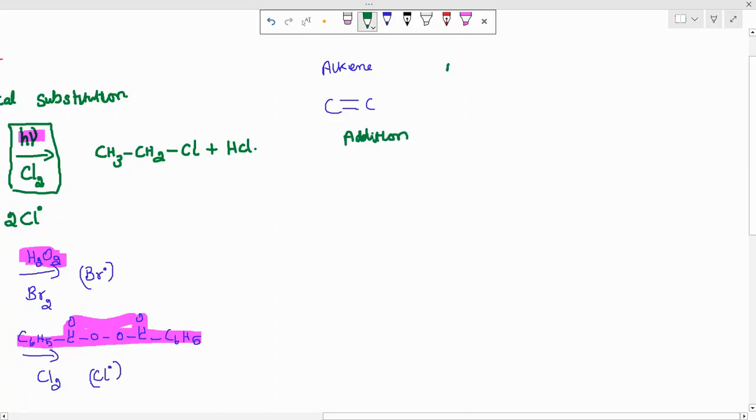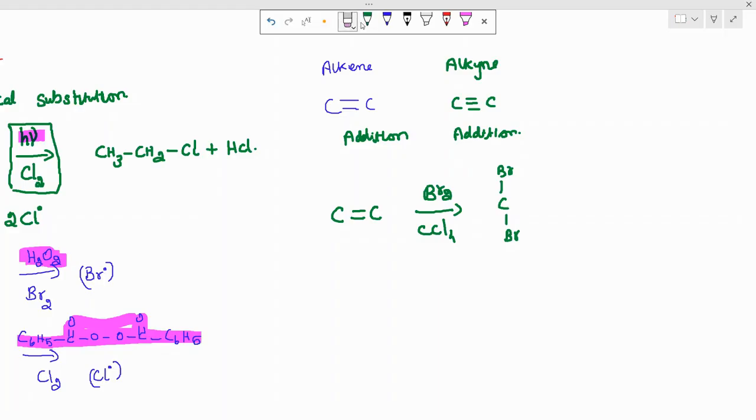Not only in alkene, alkyne also. In alkyne also, there will be an addition mechanism. That is, addition reactions alone will be there. So here, look at this. Whenever you are having a double bond, you can add bromine in CCl4. When you are adding bromine in CCl4, there will be the addition of bromine at the double bonded center. So here, look at this, one bond will be broken and then we will get C single bond C, and bromine will be added here. That's it. You just have to break one bond and add.